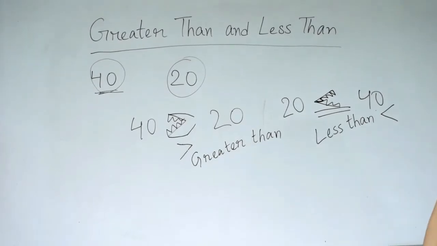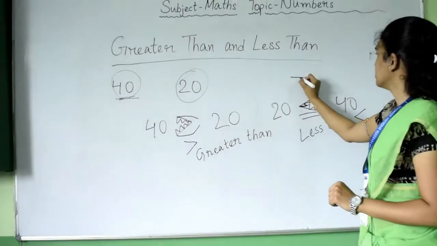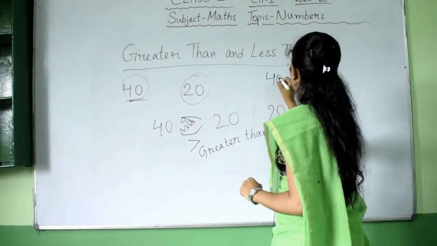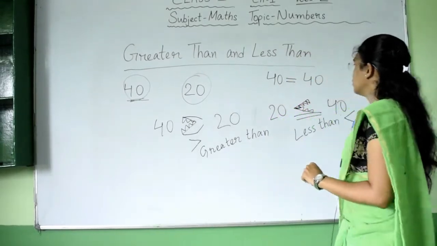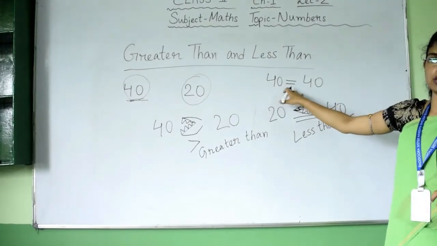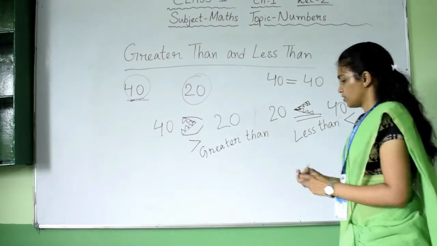And there is also another sign, this sign, equals to. If both the numbers are the same on both sides, 40 on this side and 40 on this side, we put equals to.